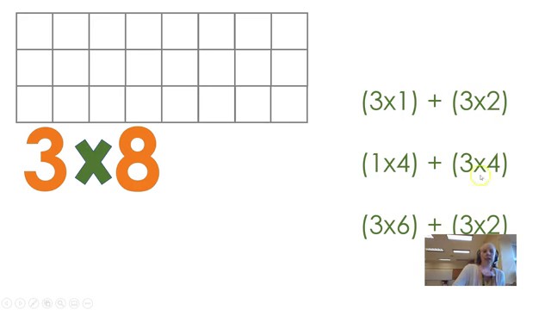As I look at the second one, I see that 4 was the factor that stayed the same, but there is no 4 in this problem, so that can't be the right one. Okay, as I look at the third one, I see that the 3 has remained unbroken and that they have broken up the 8 into 6 and 2. 6 plus 2 would be 8. This is the correct way to write the distributive property for 3 times 8.